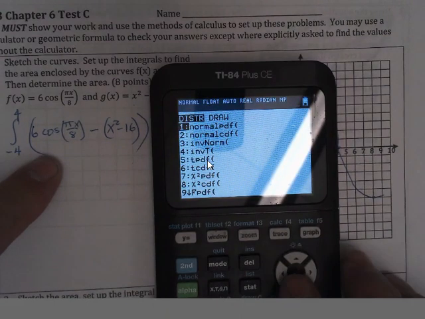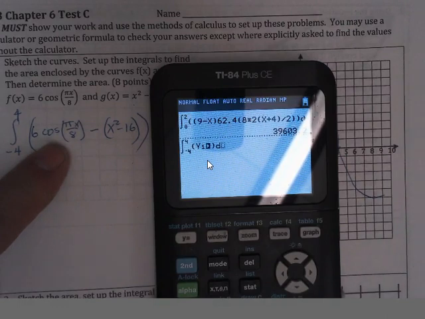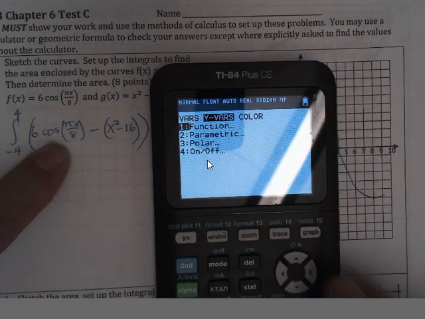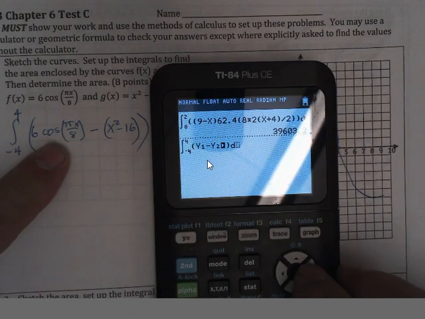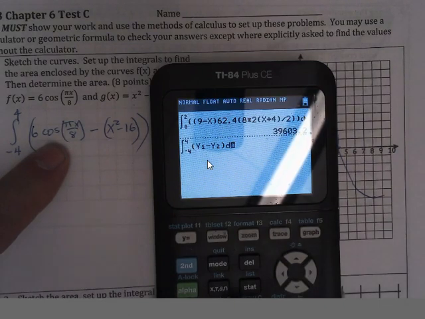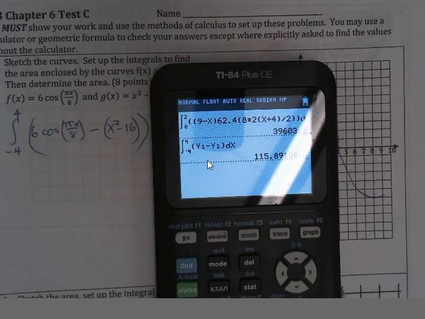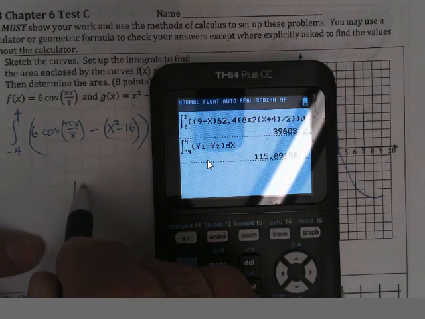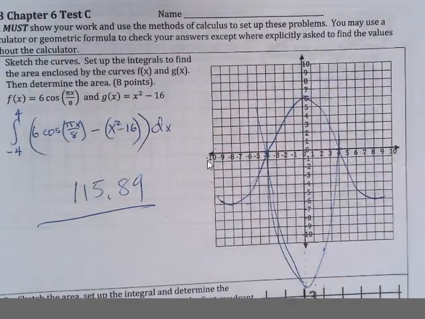variable y1 minus y2 dx. And that would do those two functions subtracted. Enter, and you get 115. And that's the area between the two curves.